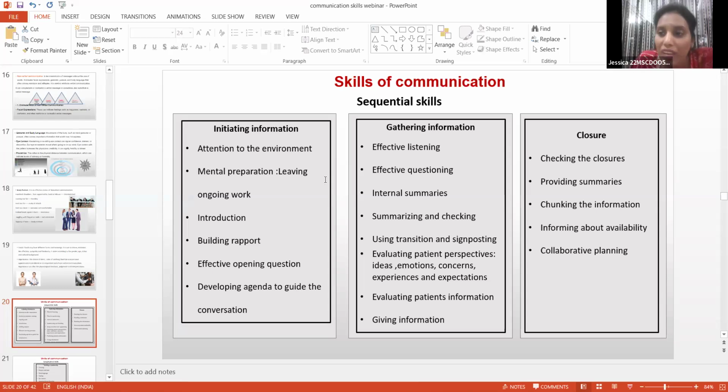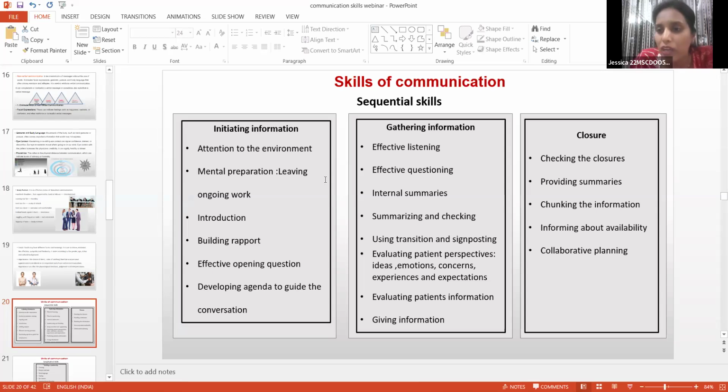So, when we are initiating the information, we need to have some important skills. When we are gathering information, again, we have to have some important skills, and the closure. So this is how we sequentially interact with the patient. And there is something called longitudinal skills. Those are the skills which we need to hone ourselves all throughout the patient-doctor interaction. So let me throw a little light on the initiating skill, or the sequential skill.